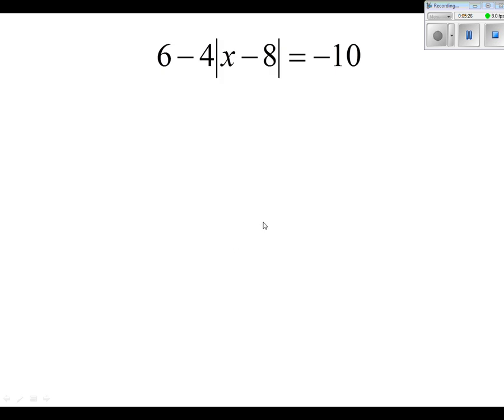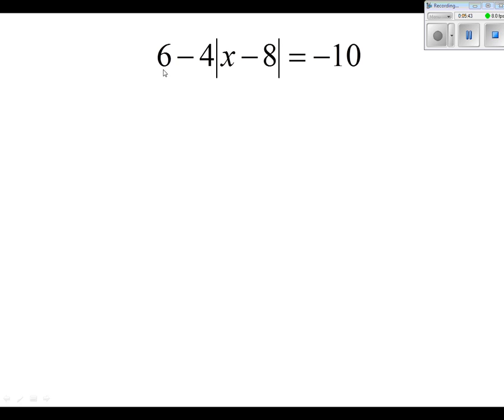So let's look at this one. Now, at times you'll have a negative on this side, but you can't always just assume that it's going to be a no solution. You do have to solve the equation to get the absolute value isolated and then check to see if it can be split.